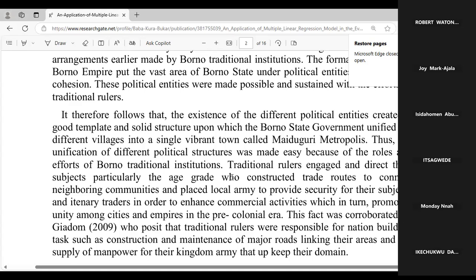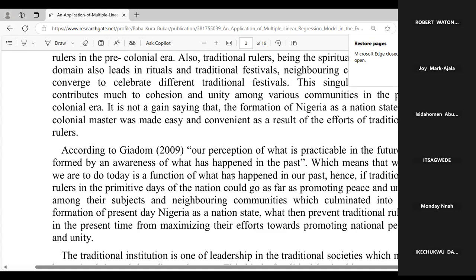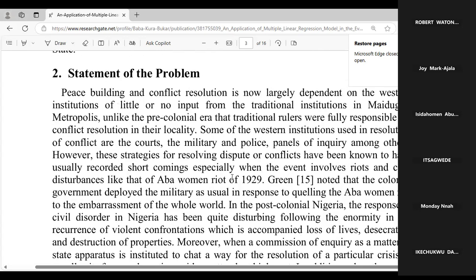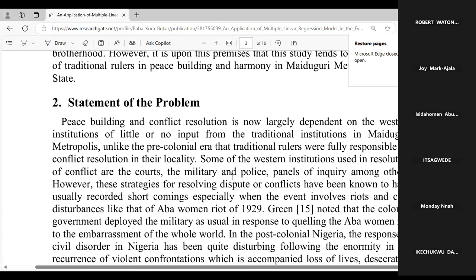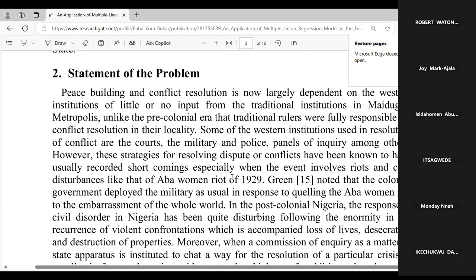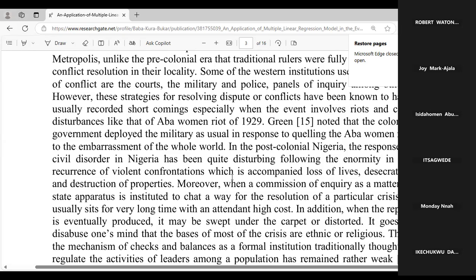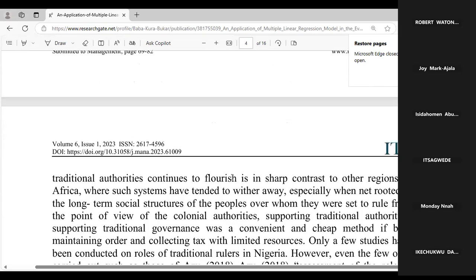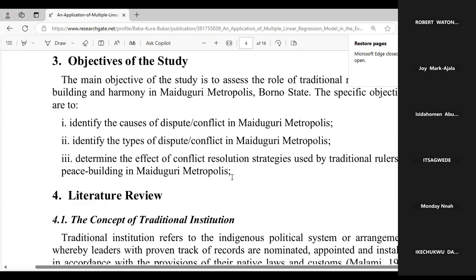Statement of problem. Who writes statement of problem in a journal article? In your introduction, that is where your problem should become obvious. You don't have a special heading for statement of problem. So this is a very bad journal or a particular publication. Maybe it's just this publication. Objective: identify causes of dispute, types of dispute, effect of conflict resolution used by traditional ruler on peace building. Where is the role as the title specifies? Where is it there?